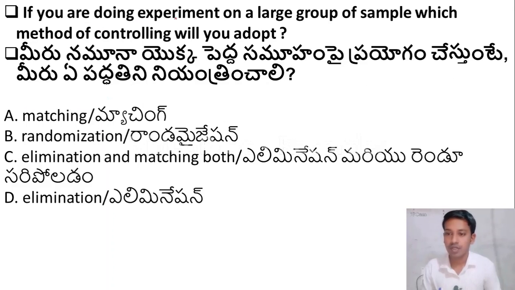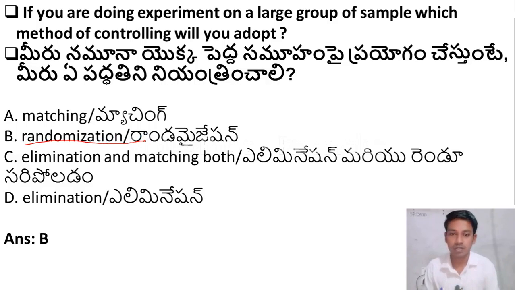If you are doing an experiment on a large group of sample, which method of controlling will you adopt? Option A, matching, option B, randomization, option C, elimination and matching both, option D, elimination. Here the right answer is option B, randomization.